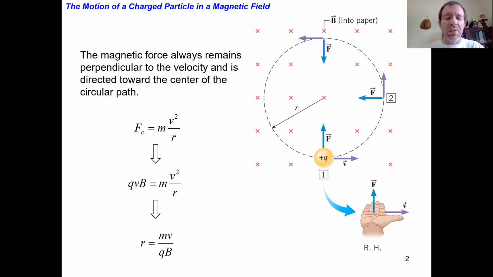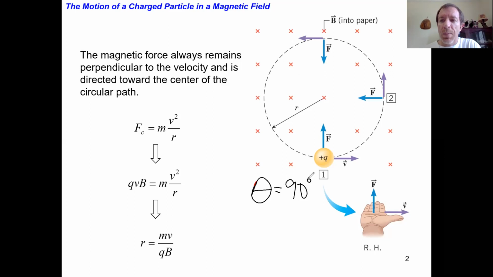But in the case where theta is equal to 90 degrees, what's going to happen? This thing is going to curve around in a circle. If theta were something other than 90 degrees, and other than 0, this charged particle would move in a helix, kind of like the threads on a screw. All right, so we've got theta equal to 90 degrees.